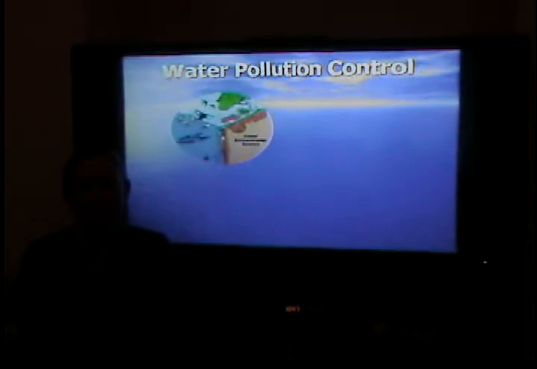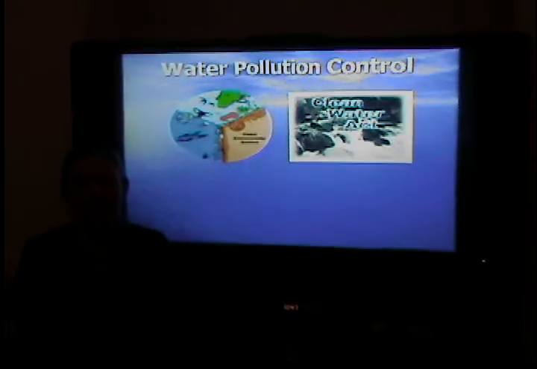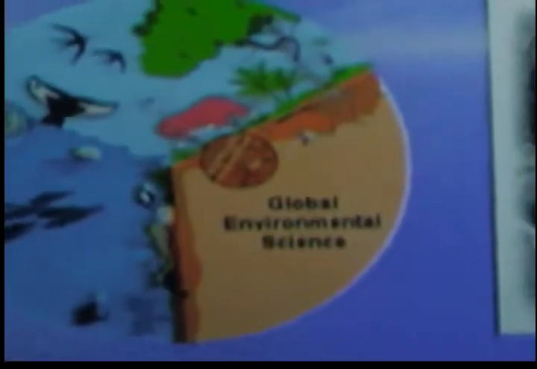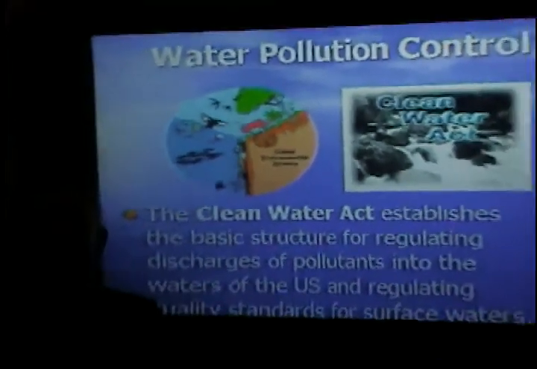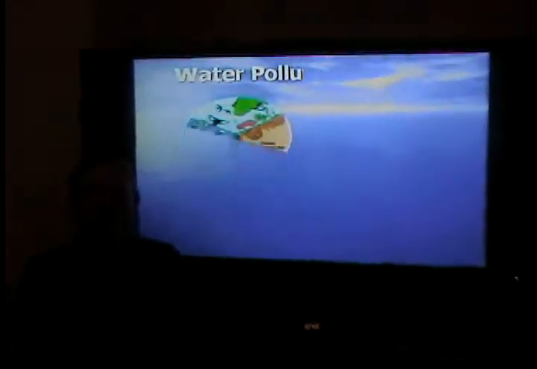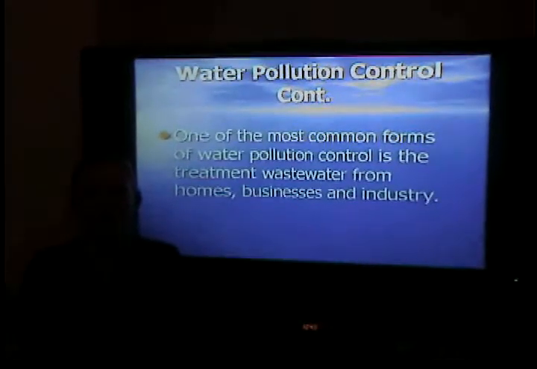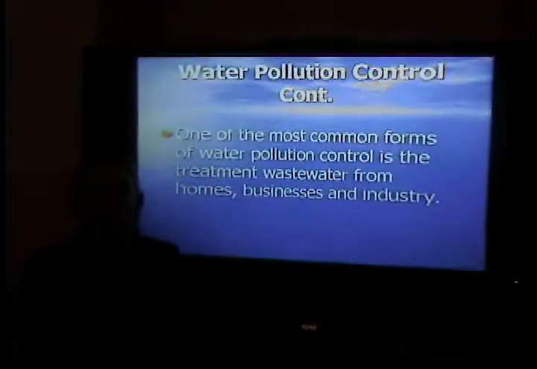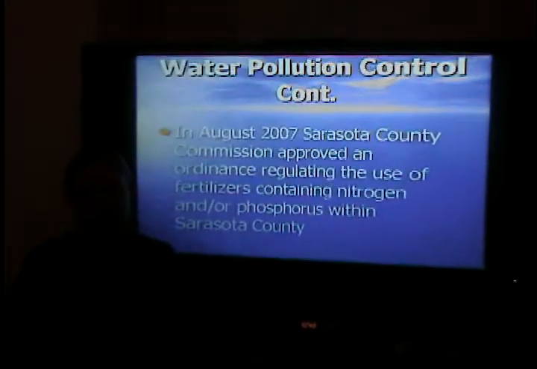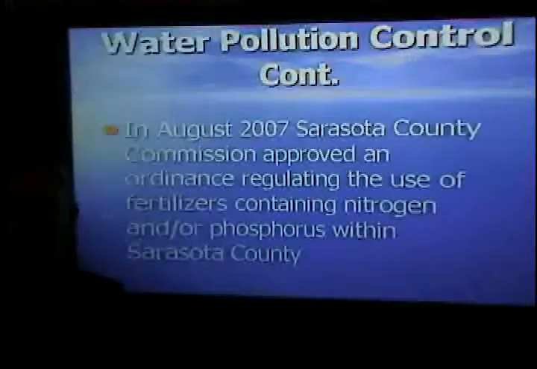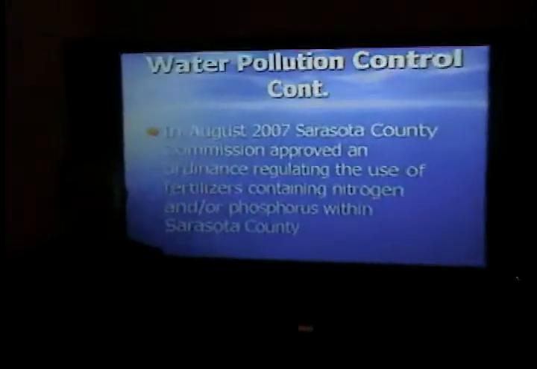Water pollution control. The Clean Water Act establishes the basic structure for regulating discharges of pollutants into the waters of the U.S. and regulating quality standards for surface waters. One of the most common forms of water pollution control is the treatment of wastewater from homes, business, and industry. In August of 2007, Sarasota County Commission approved an ordinance regulating the use of fertilizers containing nitrogen and/or phosphorus within Sarasota County.